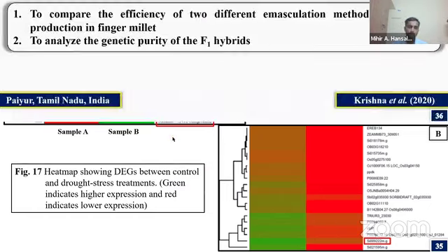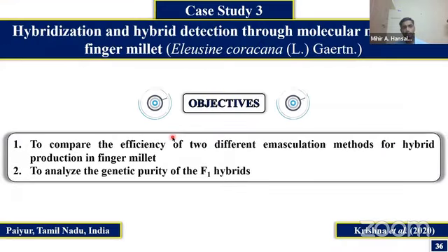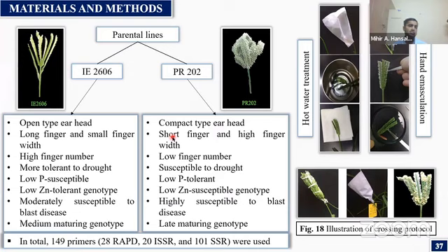expression of genes. And case study 3, hybridization and hybrid detection through molecular markers in finger millet, conducted by Krishna and her co-workers in 2020. The objective is to compare the efficiency of two different emasculation methods and to analyze the genetic purity, conducted at Payur, Tamil Nadu, India. Two parental lines, I2606 and PR202, were used.